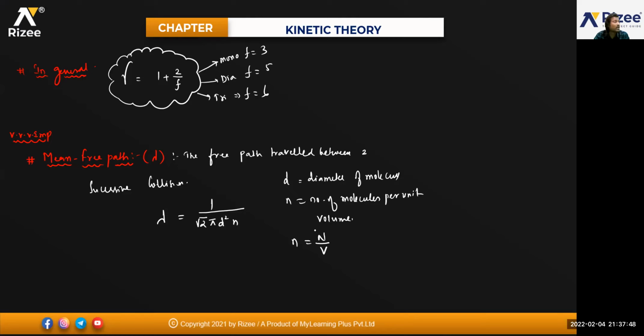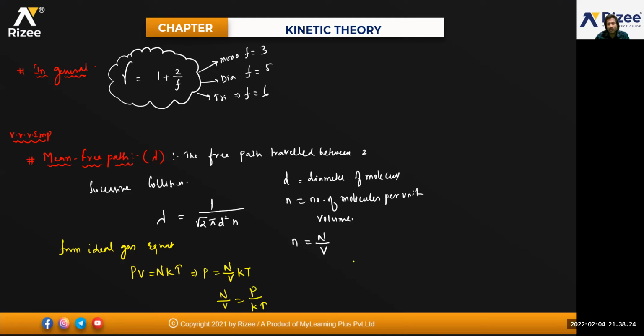Now see here, from the ideal gas equation, I can write PV is equal to N K T in terms of number of molecules. That means P is equal to N by V into K into T. Therefore N by V is also equal to P by K T. K is Boltzmann's constant.